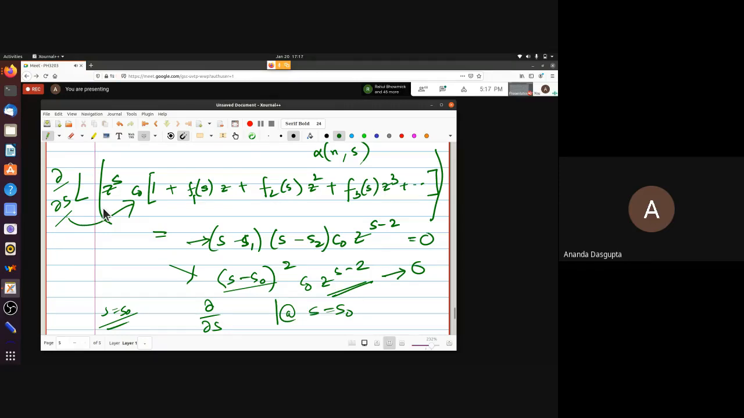Do you understand what I'm saying? If I do this to both sides, the right hand side has vanished. On the left hand side, what happens is you are doing del s acting on the linear operator acting on this. But the linear operator involves derivatives with respect to z, and this is a derivative with respect to s. So I can just commute it and move it in. And you're going to partially differentiate this whole thing with respect to s and then put s equal to s0, and you're done. Is that okay?